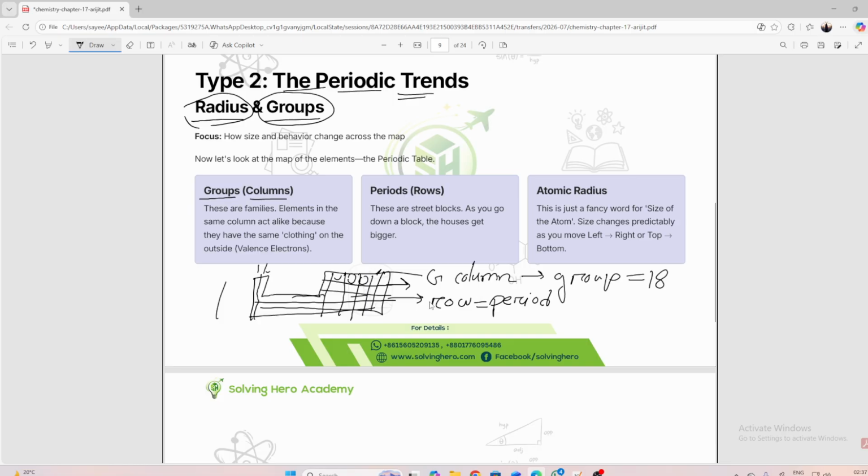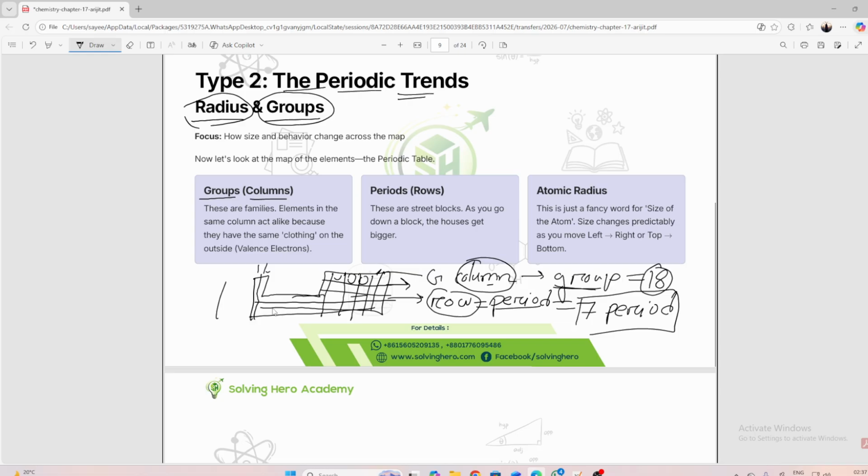Am I clear? So what have I just said? What is a group? These straight columns are called groups, and these rows are called periods. There are 7 periods. How many periods are available in a periodic table? There are 7 periods. Am I clear? And there are 18 groups available. We all know that, right?